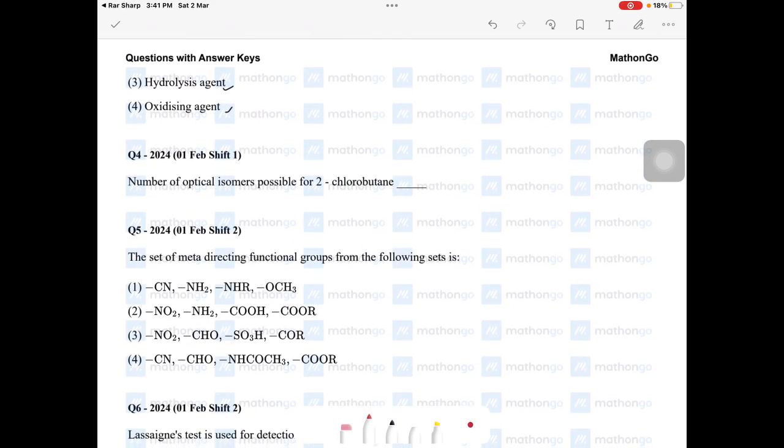Fourth one, number of optical isomers possible for 2-chlorobutane. Take the structural formula of 2-chlorobutane. It is one, another one is this. So only 2 are possible. 2 optical isomers are possible for 2-chlorobutane.